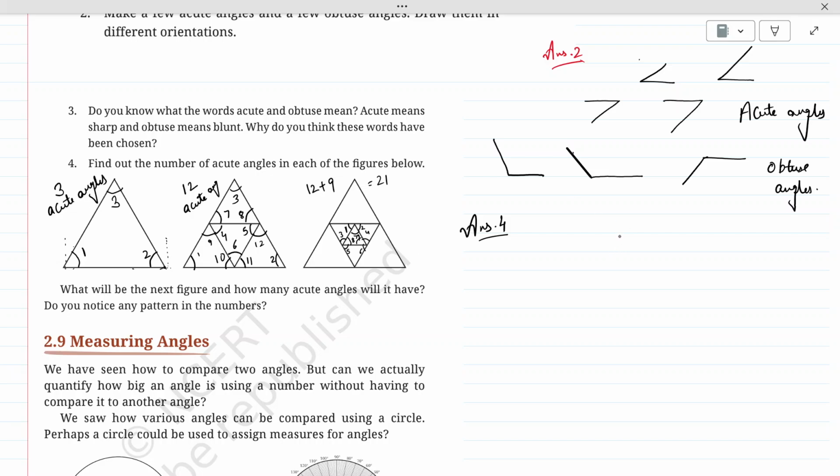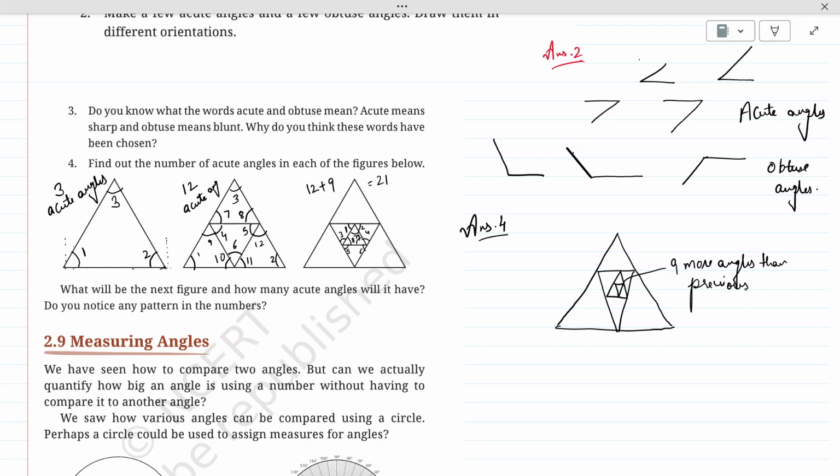So kids, here the next figure will be something like this. The outer one first, then the inner one, okay, then this third one, and inside this third one we will have another one inverted. Okay, so when we add this, it is going to introduce 9 more angles than the previous figure.